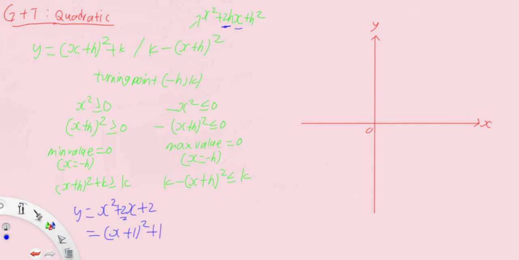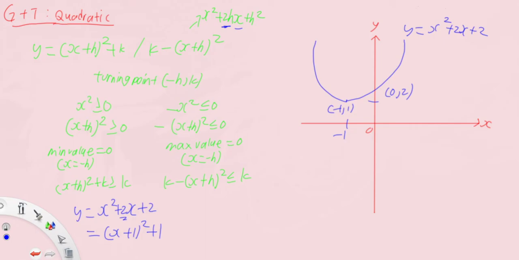For this graph, the turning point is at (minus 1, 1), because for (x plus 1) squared, the minimum value is 0 at x equals minus 1. So we have x equals minus 1, then y equals 1. The turning point occurs at this point, so we draw the graph this way, something like that. y equals x squared plus 2x plus 2, turning point at (minus 1, 1). Now at x equals 0, we have y equals 2, since 0 squared plus 0 plus 2 is 2.